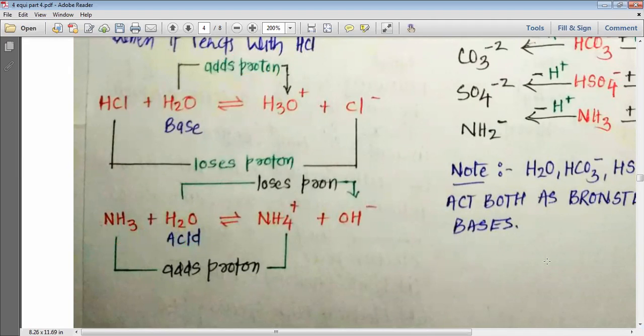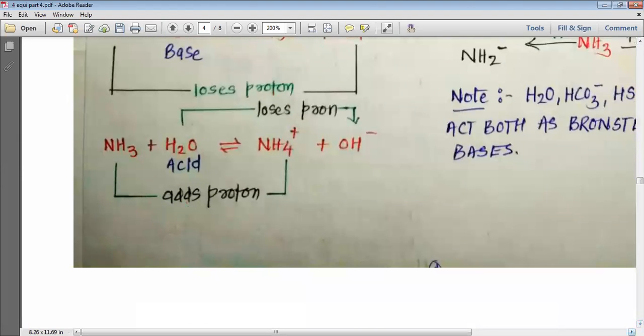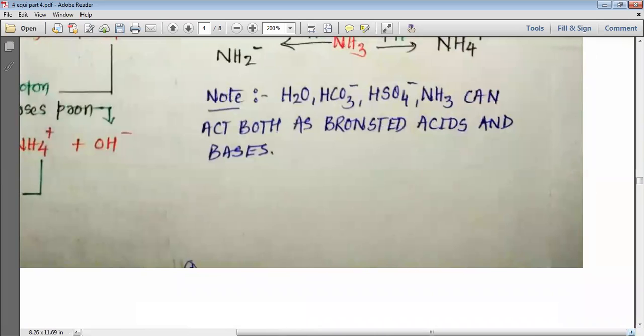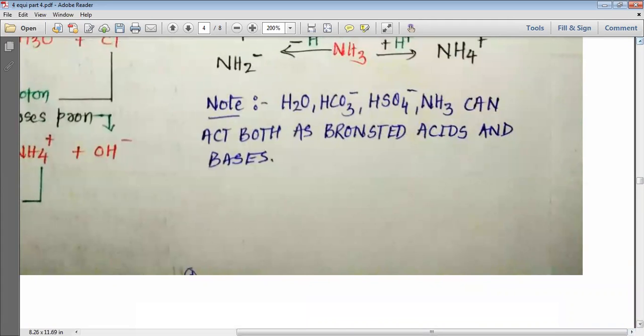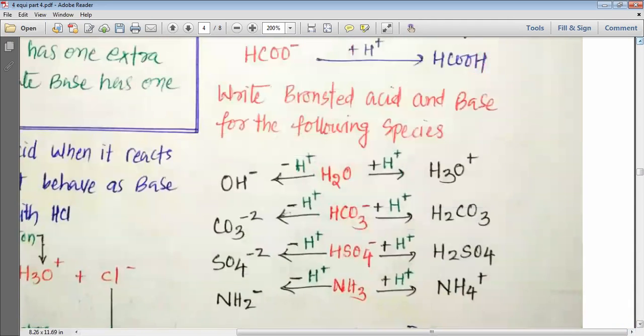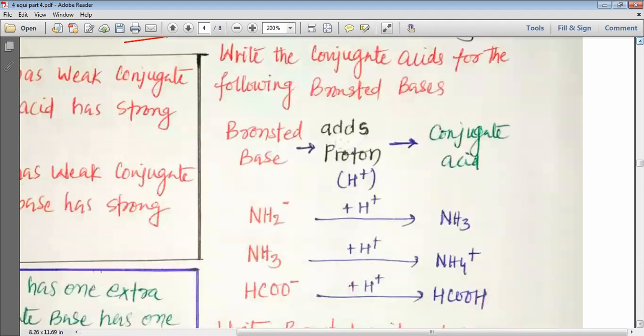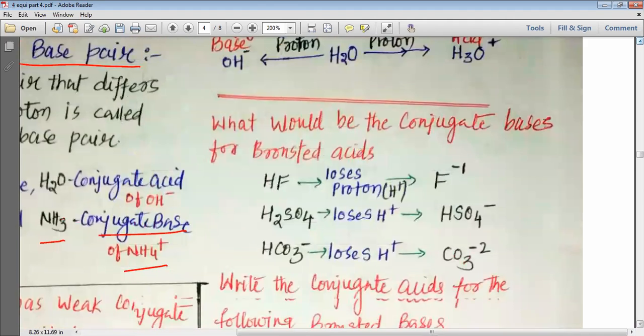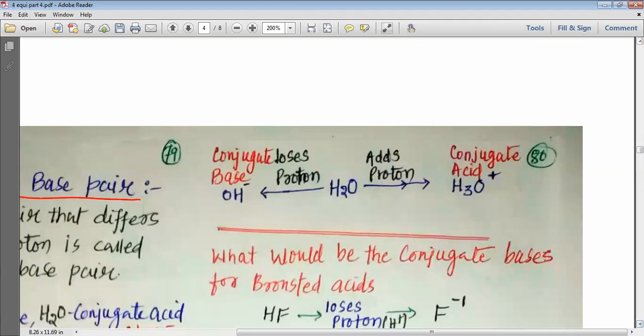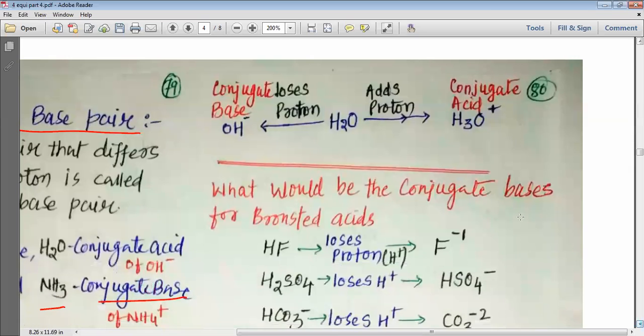Thus water behaves as both acidic as well as basic in nature, and that is why we can say that water is amphoteric in nature. Amphoteric means the substance that behaves as an acid as well as a base and reacts with both acid as well as base, and thus water is amphoteric in nature.